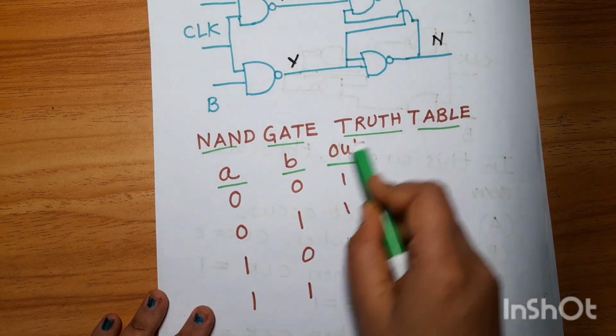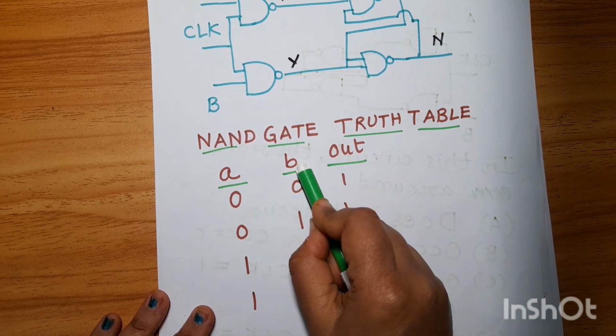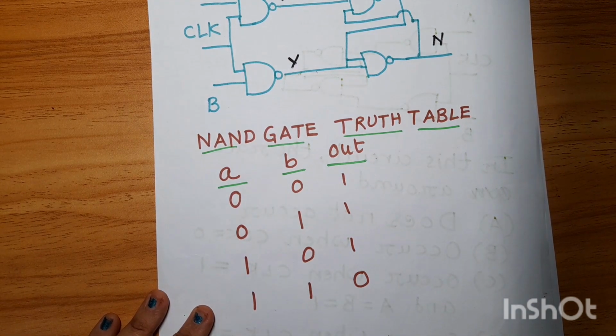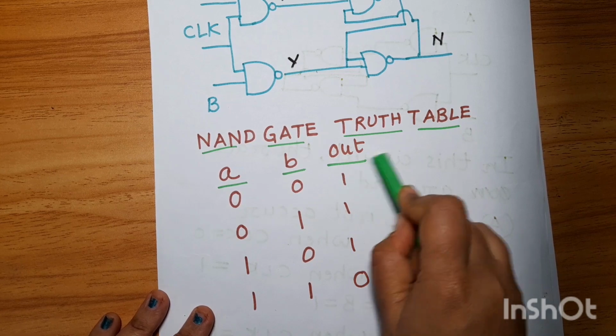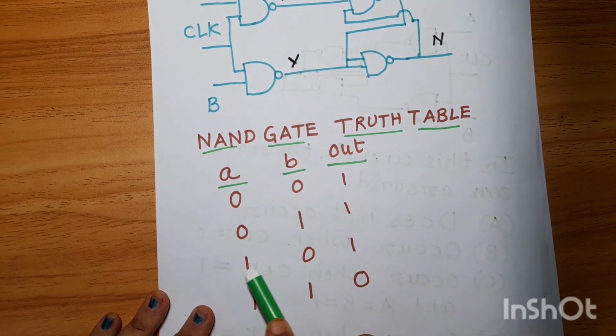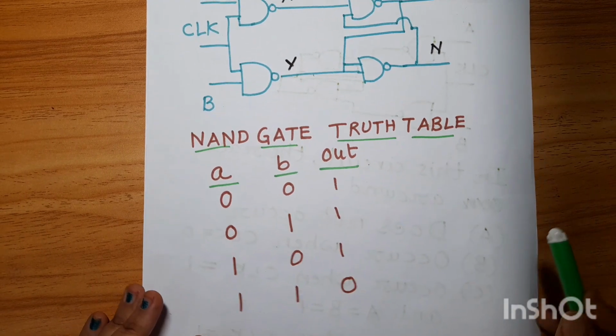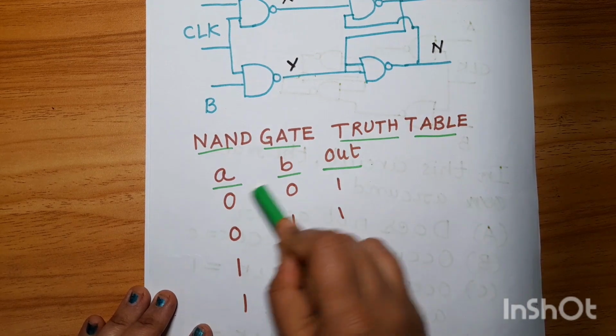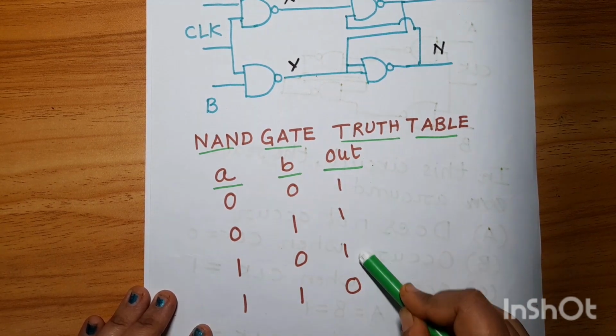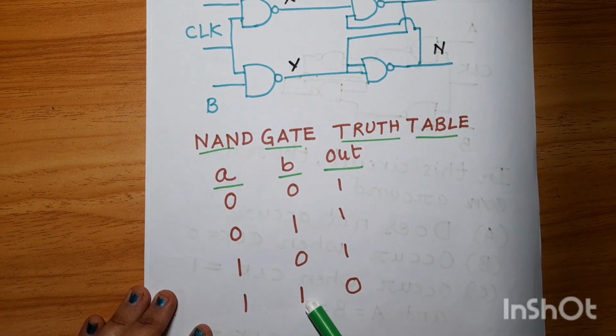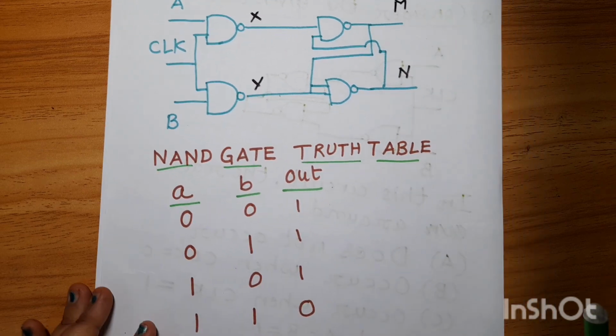So मैं NAND gate का ट्रूथ टेबल लिखती हूँ. Suppose NAND gate के 2 इनपुट हैं A और B, और आउटपुट ऑफ द NAND gate is out. तो 0 0, 0 1, 1 0, 1 1. So output of the NAND gate क्या है? If any of the inputs is 0, output is 1. When both the inputs are 1, output is 0. ये आपको याद रखना है. Okay, it would be beneficial to you.